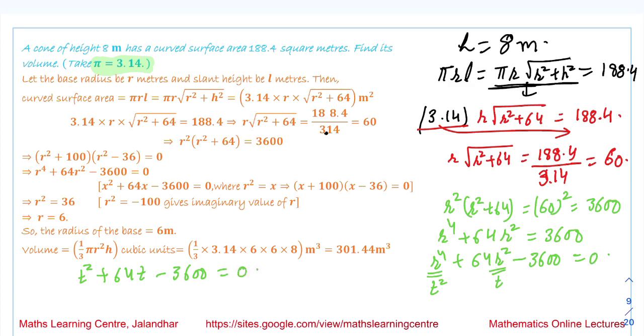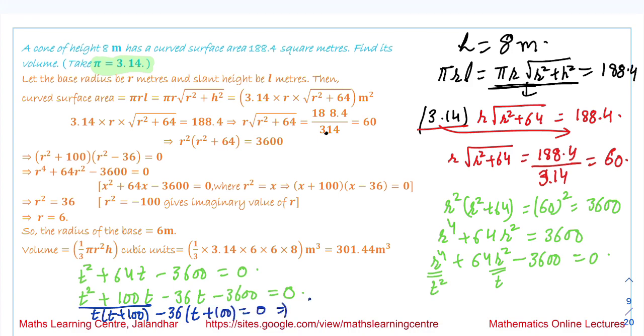So how can we factorize it? It is t square plus 100t minus 36t minus 3600 is equal to 0. From these two terms we can take t common, so it is t plus 100. We can take minus 36 common, so it is (t - 36)(t + 100) is equal to 0. So we get two values of t, one is minus 100 and one is 36.